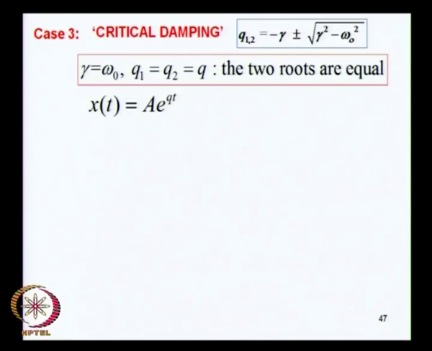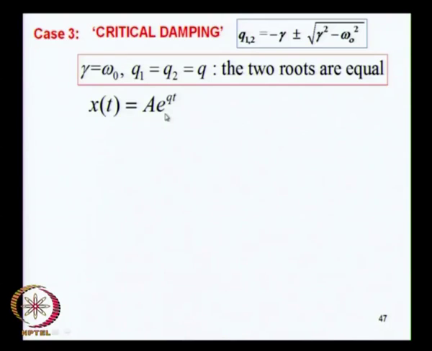And now we consider the only remaining case, which is called critical damping, because the only case that we have not considered is when gamma is equal to omega 0. We considered gamma greater than omega 0, we considered gamma less than omega 0, and now we are going to deal with the case when gamma square is equal to omega 0 square. Gamma being equal to omega 0, the two roots q1 and q2 will be exactly equal, because they differed by this quantity. And since the difference between gamma square and omega 0 square has vanished, the two roots become equal and you really get only one solution.